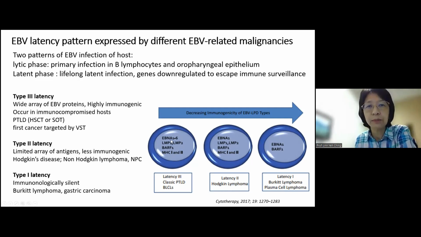In type 3 latency, there's an expression of a wide array of EBV proteins which are highly immunogenic, and such tumors happen in immunocompromised hosts such as after solid organ or marrow transplant, called post-transplant lymphoproliferative disease. Type 2 latency has less antigen expression and includes lymphoma as well as NPC. And type 1 latency is immunologically silent. So we'll talk about EBV T cells against type 3 and type 2 latency tumors.